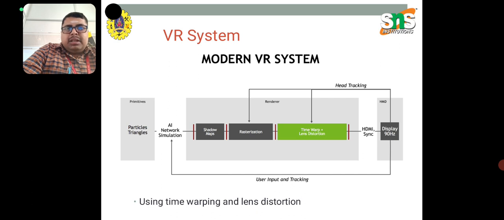This is a modern VR system. It consists of triangles, that is primitives. From the primitives we have the AI network simulation, which goes to the shadow maps, and from the shadow maps to rasterization. From rasterization it goes to time warp and lens distortion. This time warp distortion is based on head tracking devices, with HDMI synchronization. From the HDMI synchronization it is given to the display. The display is used for user input and tracking, and this user input and tracking is given back to the AI network simulation.